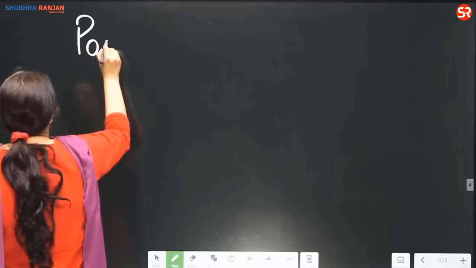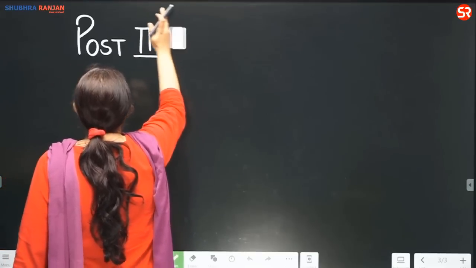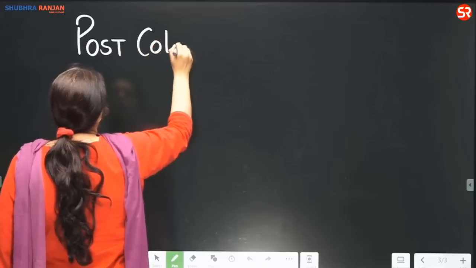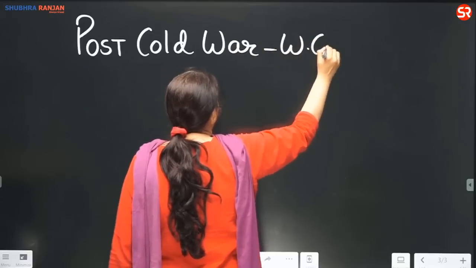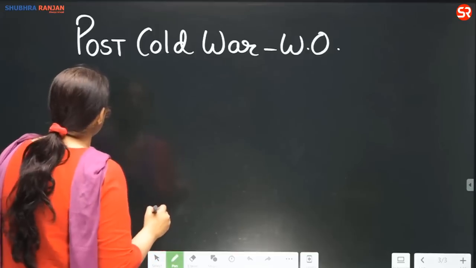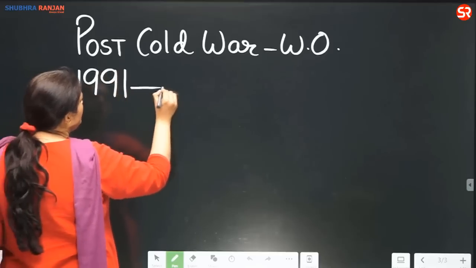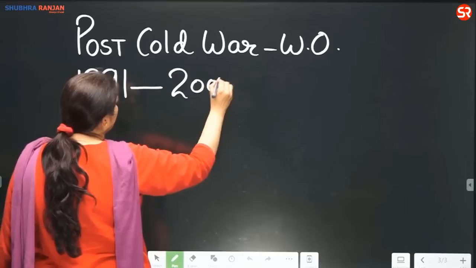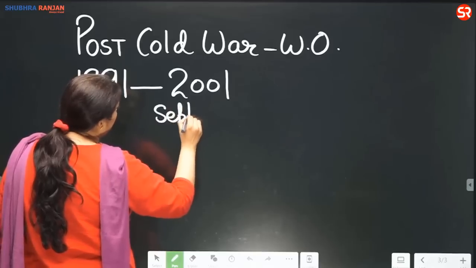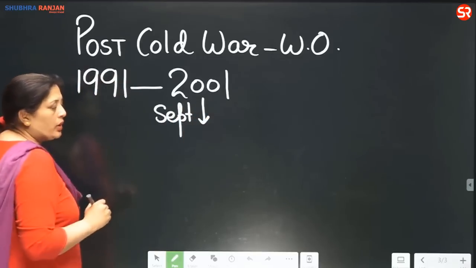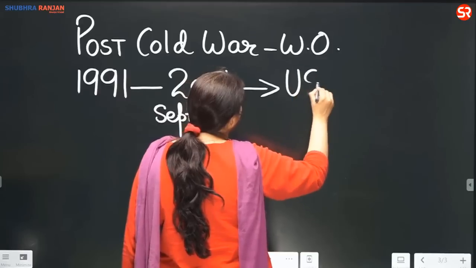So the post-Cold War world order, first of all, we can say from 1991 to 2001. 2001 means September 11, 2001. It is a world of US hegemony.